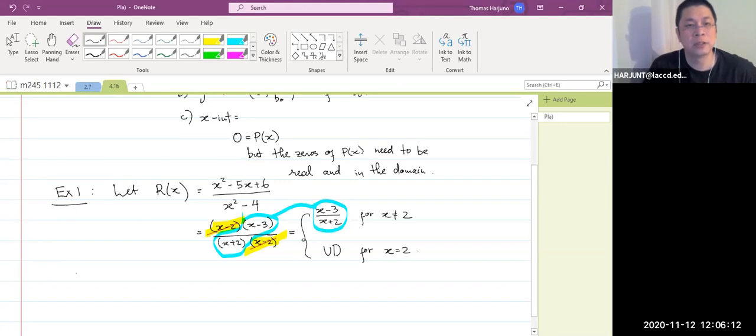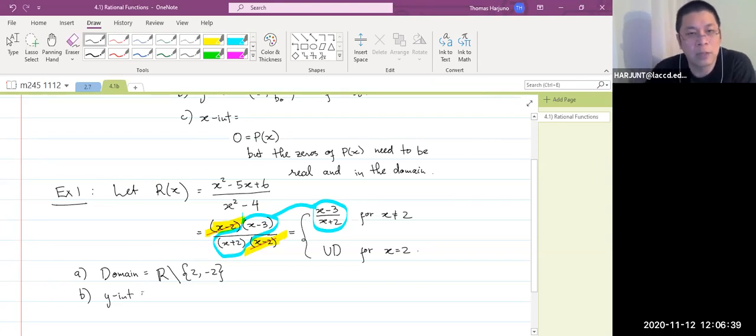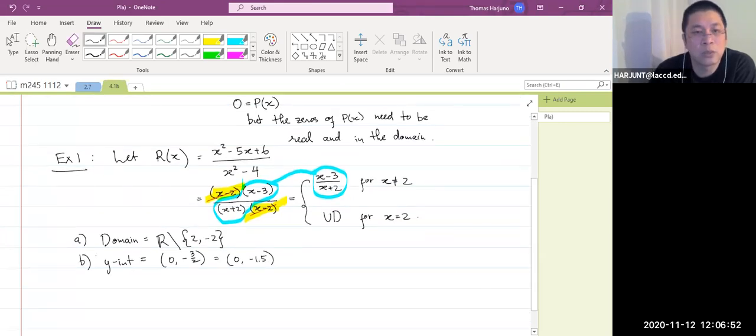Okay, now then step 1. The first one, what's the domain of the function? The domain of the function, you look at the denominator of the original function. The domain will be all real numbers except 2 and negative 2. Part B, how about the y-intercept? You can see that 0 is in the domain, so we can find the y-intercept. That will be (0, negative 6 over 4), negative 3 half. So R(0) equals 6 over negative 4, which is negative 3 half.